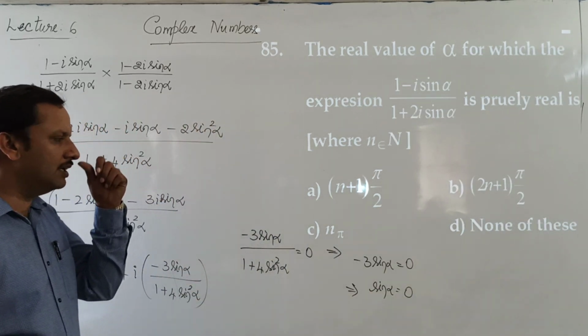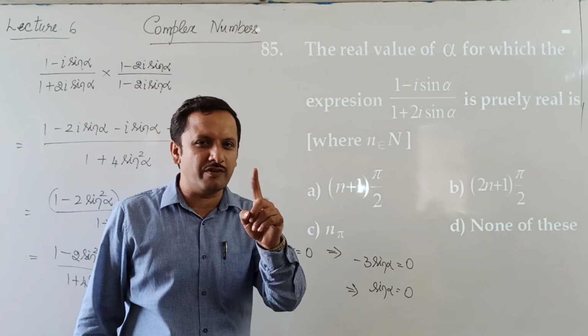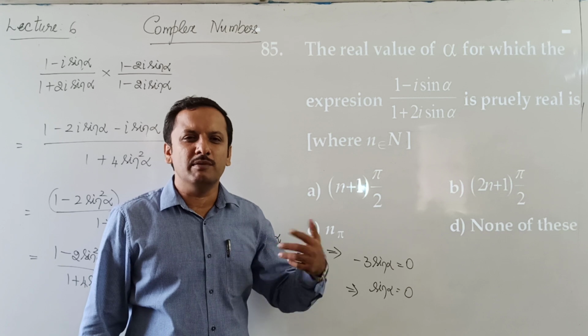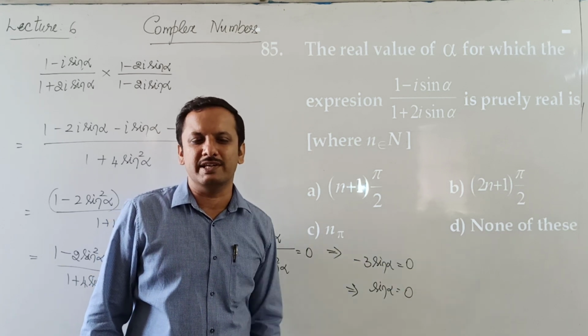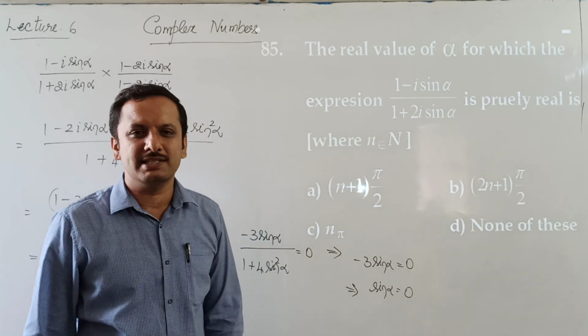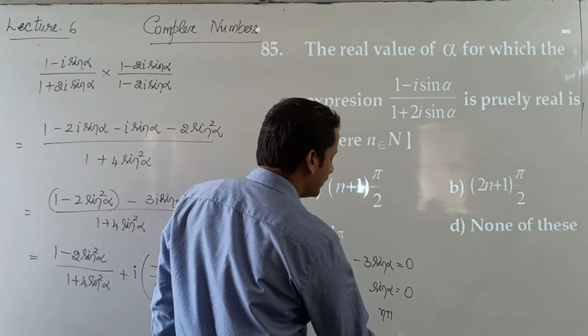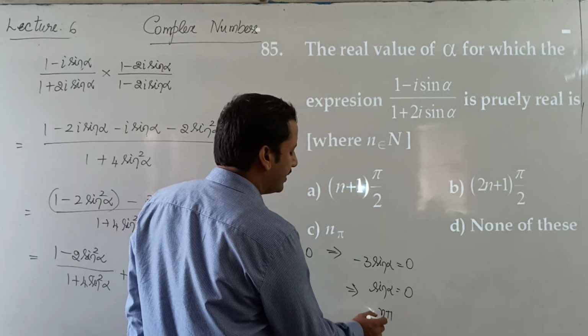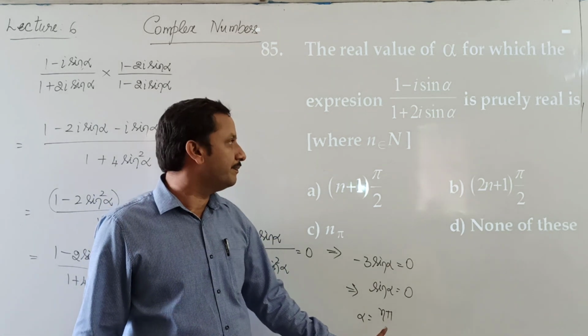Sin alpha is equal to 0 means what is the value of alpha? Alpha is equal to 0, 0 is one of the values. But alpha is equal to pi, then also sin pi is 0, sin 2 pi, sin 3 pi, sin 4 pi, sin 5 pi, etc. Every multiple of pi. Or in general, alpha is equal to n pi, because you go on putting values for n. N is any natural number.